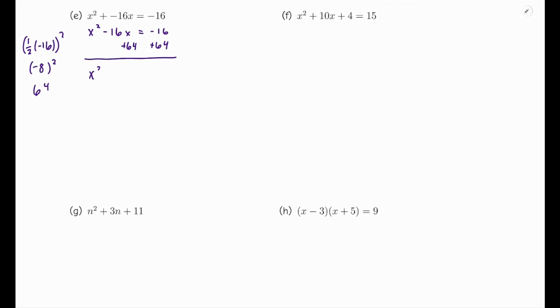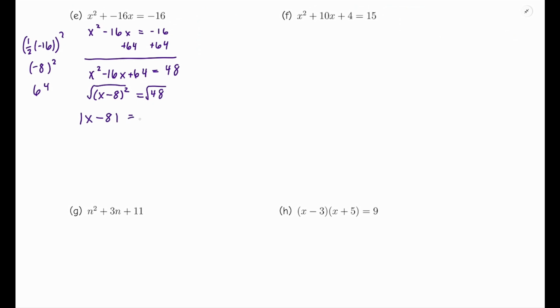We get x squared minus 16x plus 64 equal to 48. That then factors as (x minus 8) squared equals 48. Take the square root of both sides. You get the absolute value of x minus 8. And then you could do a factor tree to simplify this, remember.